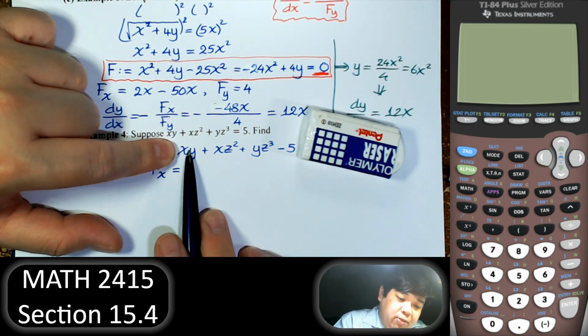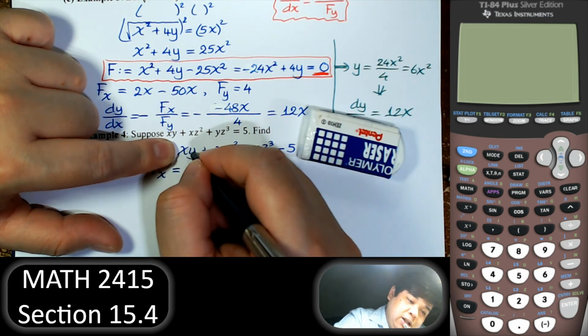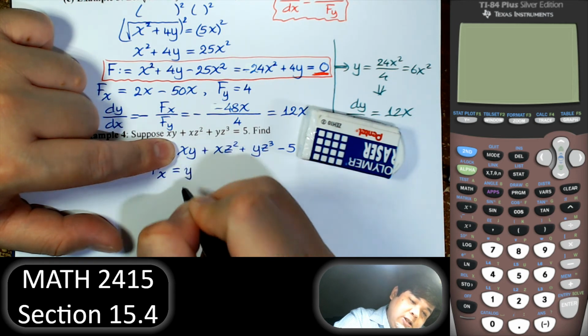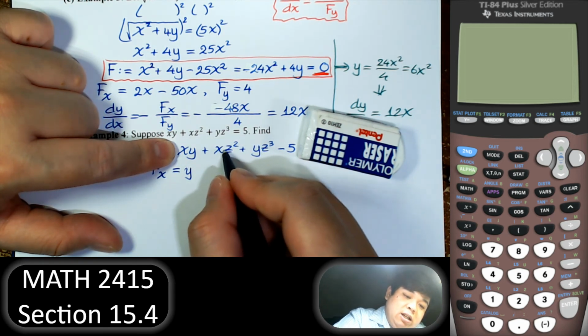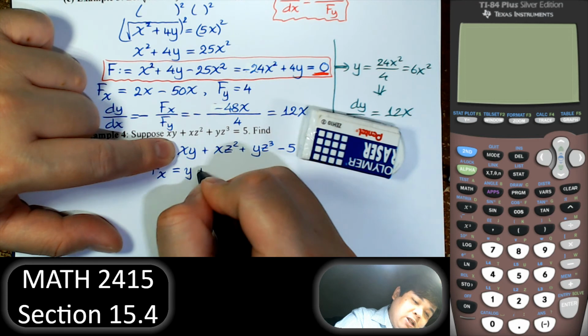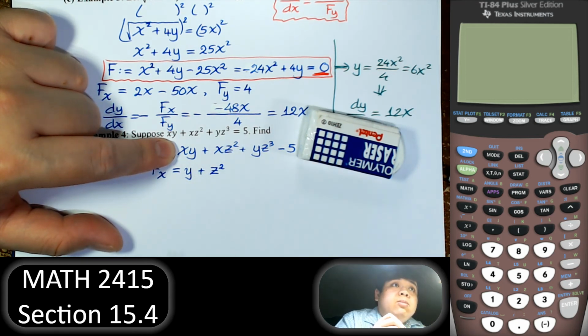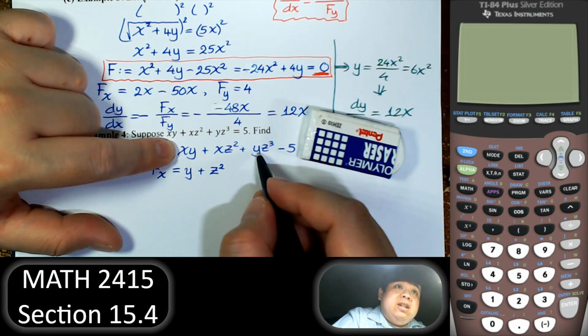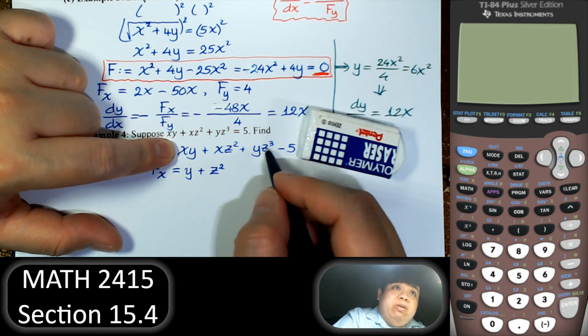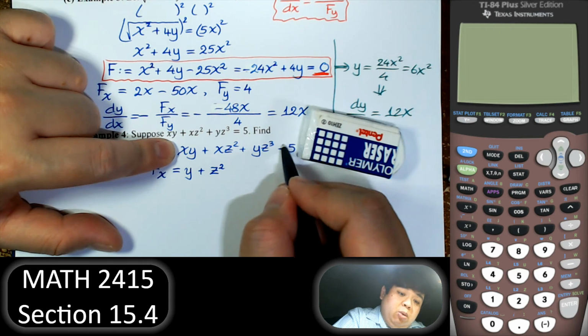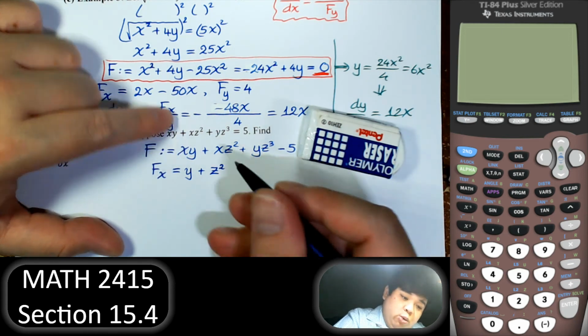Derivative with respect to x of xy is 1, y is a constant. Derivative with respect to x of xz squared is 1, z squared is a constant. And that's it. Derivative of the last term, there's no x there. Derivative of a constant is 0. Derivative of a constant is 0. So that's all we have.